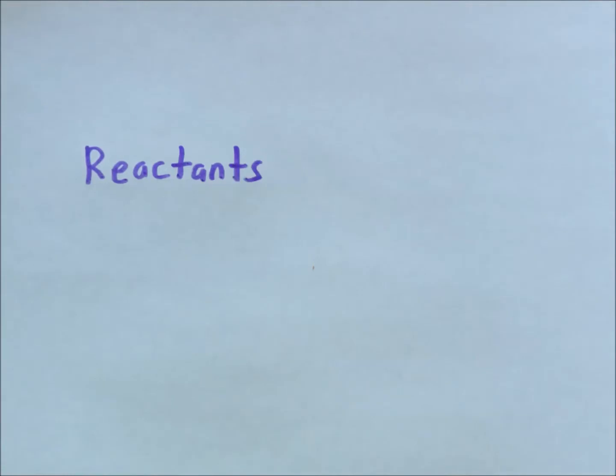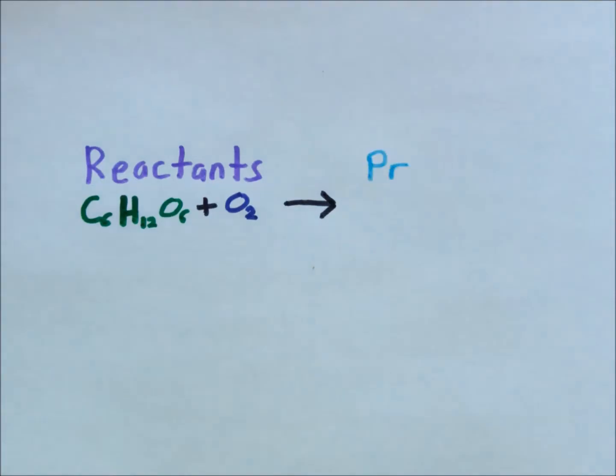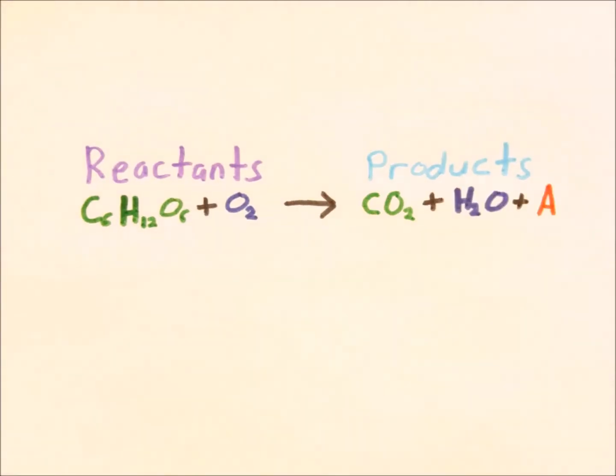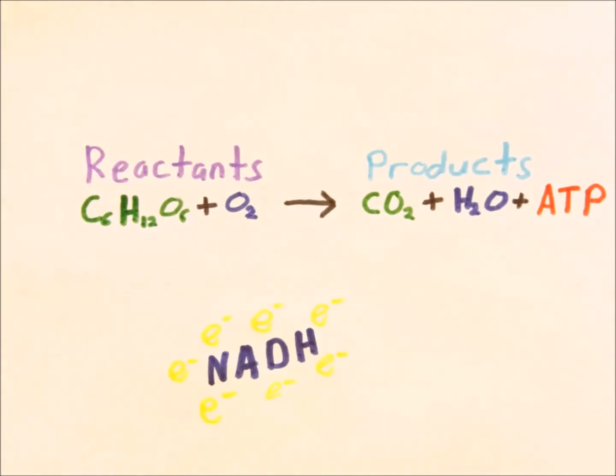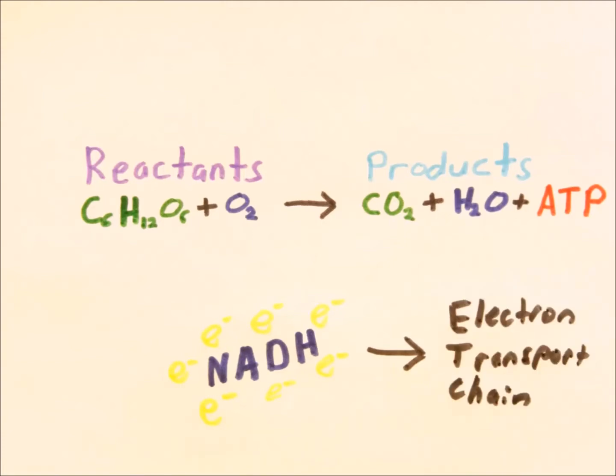Reactants in cellular respiration include glucose and oxygen, which through a series of steps are turned into the products carbon dioxide, water, and energy in the form of ATP. A majority of this ATP is made with the help of NADH, an electron carrier that transports electrons to the electron transport chain from earlier steps.